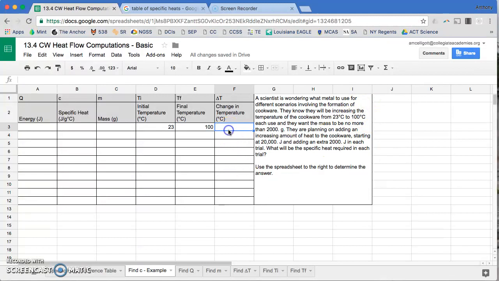And then I want it to find the change in temperature for me. And so the way I'm going to do this is I'm going to tell it to do a calculation. I start by telling it equals. And then I'm going to click on the cell I want it to use. I want it to find the final temperature, and notice it named that E3, so E3, and I want to subtract the initial temperature from it. That's D3. Okay, and then I'll press enter, and it does the calculation for me.